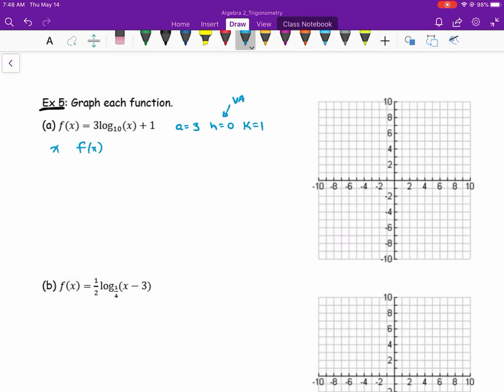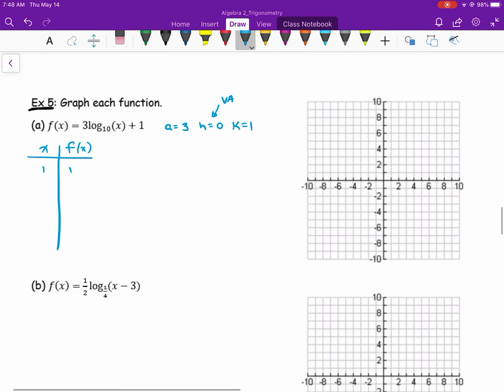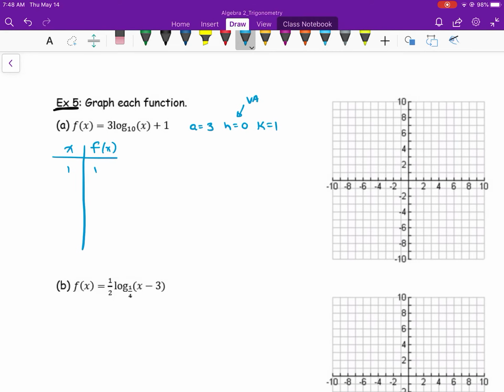So I'll create my little table. Remember, I'm just plugging this in the calculator and looking at the table. So I would use Desmos for you and use the table. When I see 1, I get 1. You need 3 points, so I pick somewhere in the middle. 4 gives me 2.8, and then 10 gives me 4.